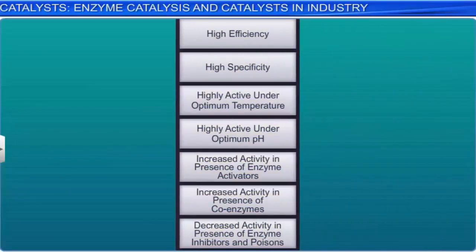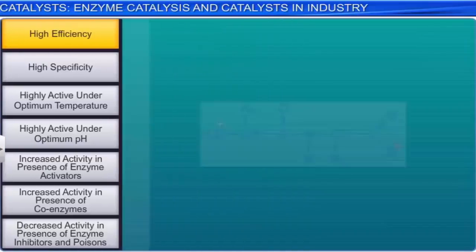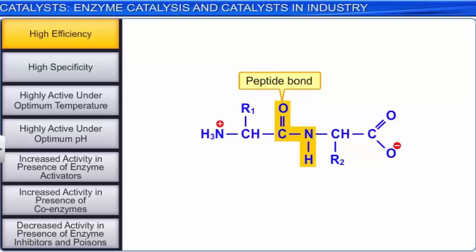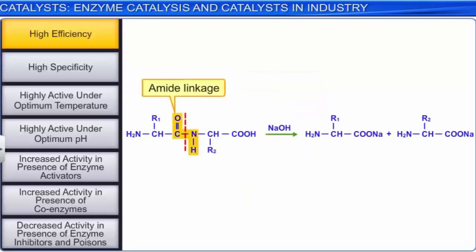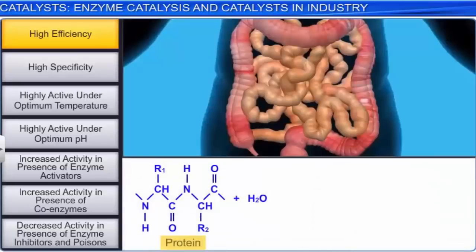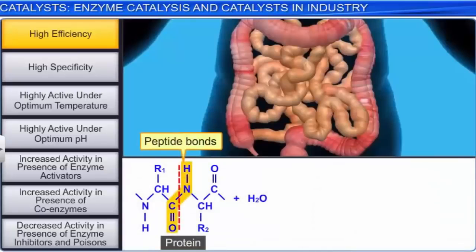Let us look at an example to see how enzymes are efficient in speeding up reactions. We know that a peptide or an amide bond is a very stable bond. The hydrolysis of an amide in the laboratory requires it to be heated with an alkali for a few hours. The proteins in our food contain peptide bonds. These proteins are easily hydrolyzed by different enzymes to individual amino acids in the stomach and the small intestine.